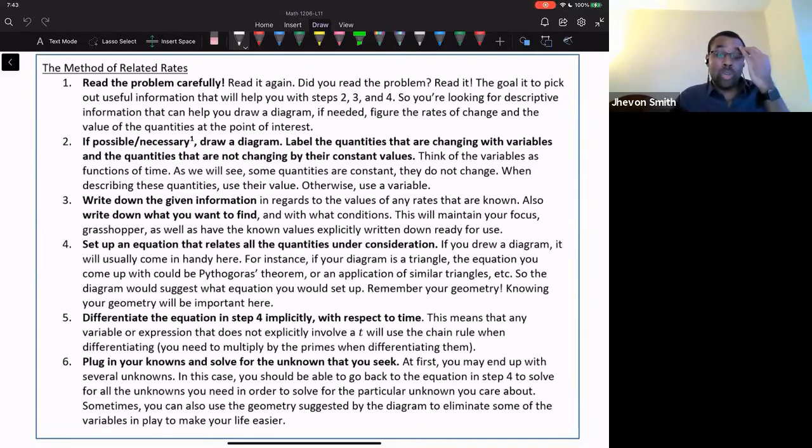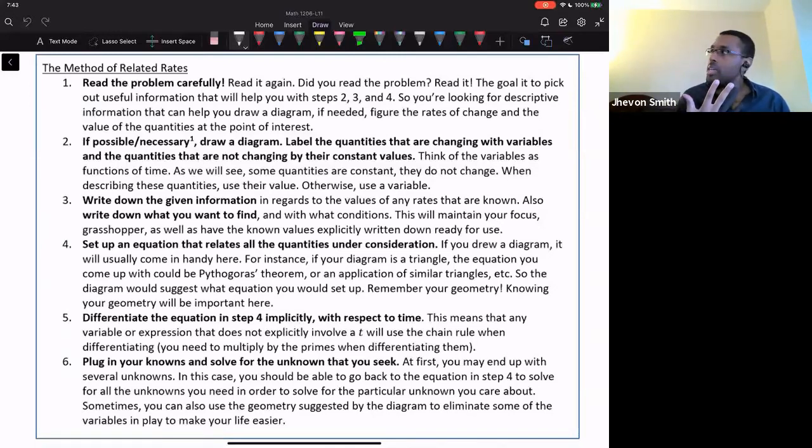And then what's going to happen is that technically the picture will be changing, it will be moving around, and you need to know, based on how things are moving, whether this is increasing or decreasing, and so what sign the derivative should take. So again, you have to read very carefully to be able to do that.